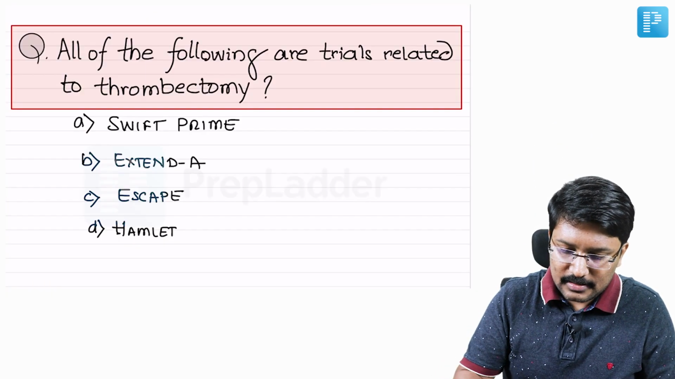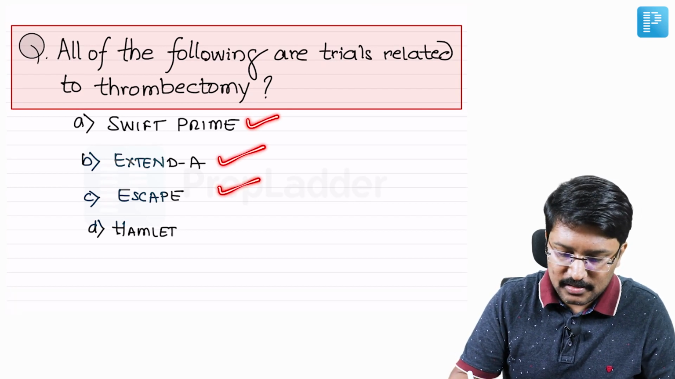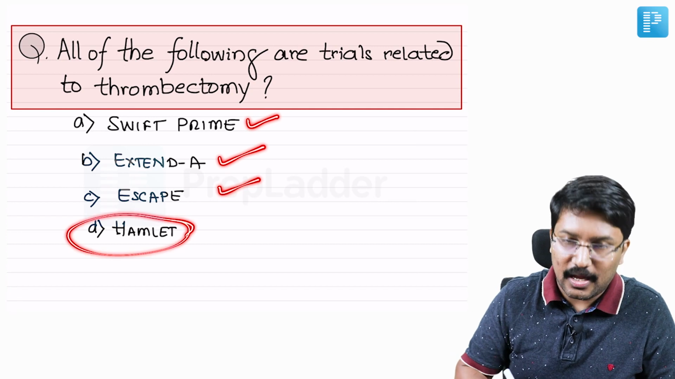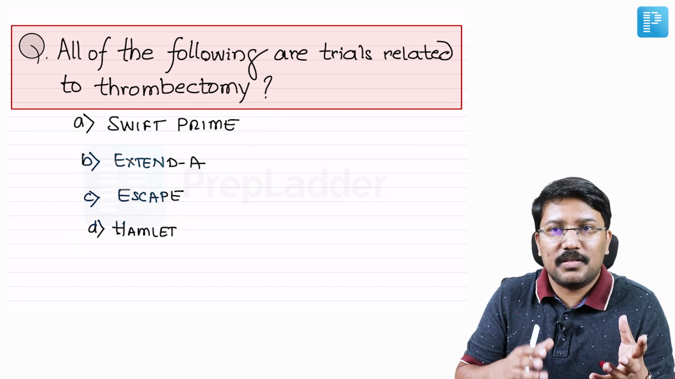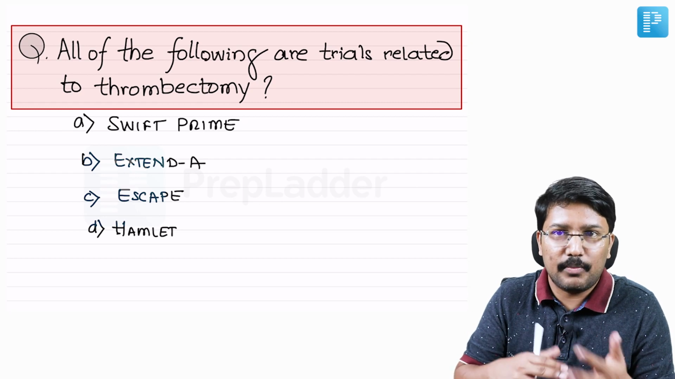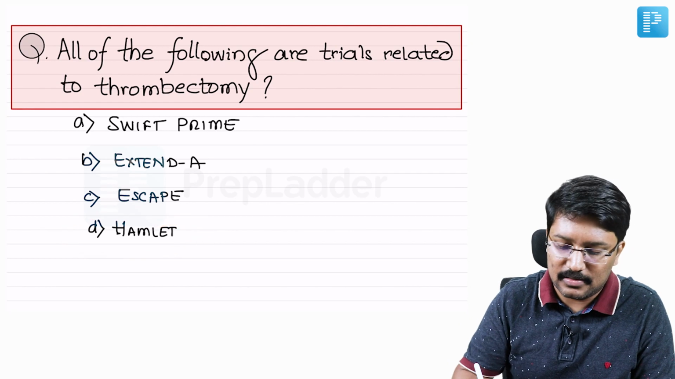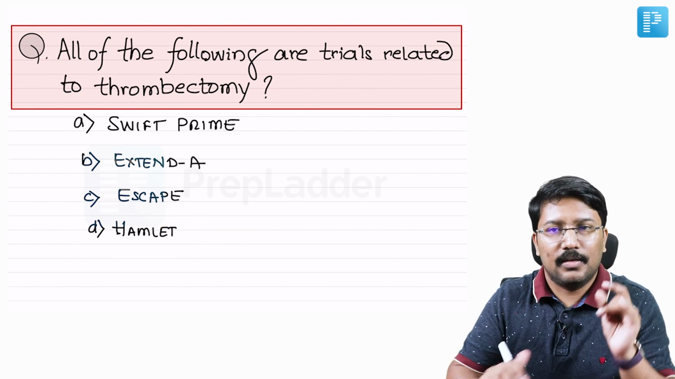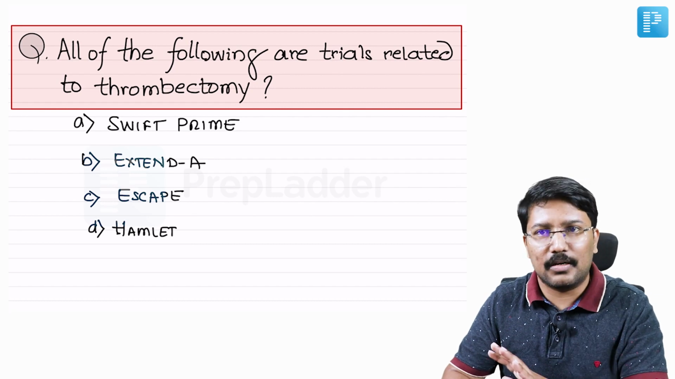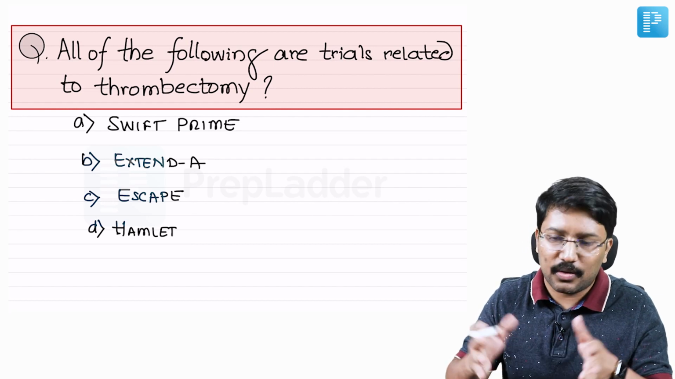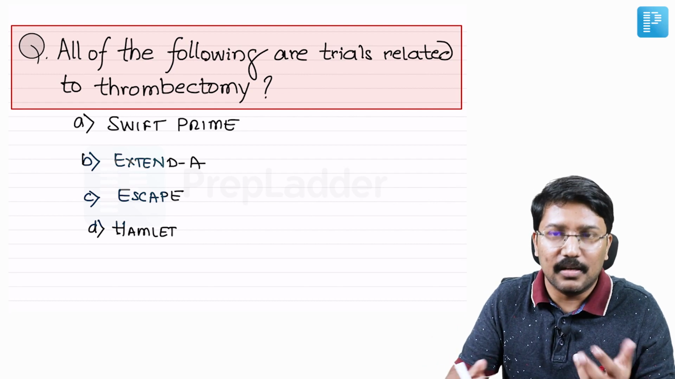So the trial that is not about thrombectomy here is HAMLET. This is about thrombectomy, this is about thrombectomy, this is about thrombectomy. HAMLET was the trial for hemicraniectomy in patients with life-threatening cerebral edema following a middle cerebral artery occlusion. That was the HAMLET trial, so that was the right answer in this case. So trials, what was the objective of conducting the trials? What was the end point and conclusion? This is something that you should know. You can definitely make notes out of it, and I also try to share the important notes as and when I make them.